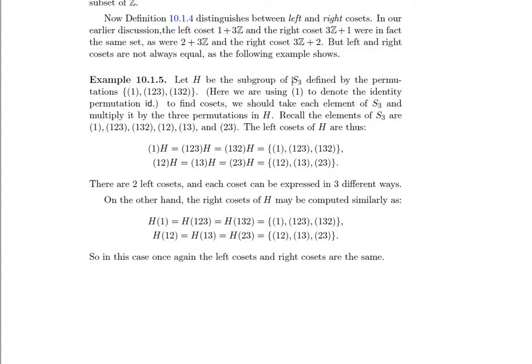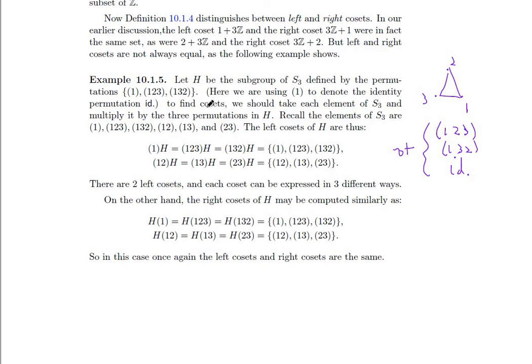If I draw a triangle like this, 1, 2, and 3, the rotations are going to be 1 goes to 2 goes to 3, or 1 goes to 3 goes to 2. Those are 2 rotations. This is in cycle notation, and then I also have the identity. So these are all the rotations. Now this is the group of rotations.